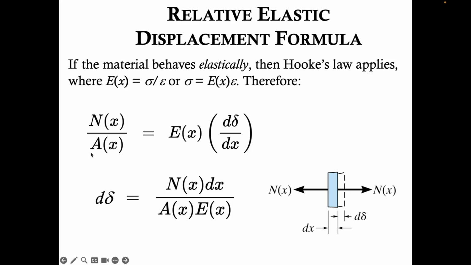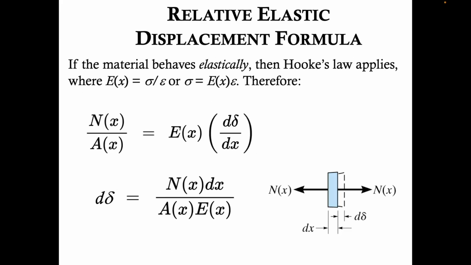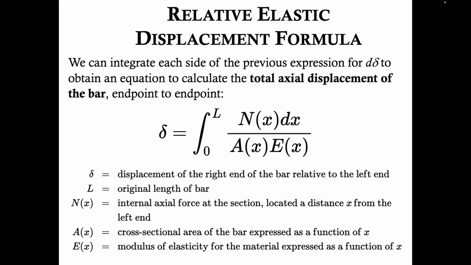Okay, therefore we have the following, where we have our expression for sigma equals E of x times our expression for epsilon. Rearranging, we see that d delta, which is the differential amount of the elongation or the displacement of this element, would equal N of x dx over A of x E of x. We can integrate each side of the previous expression for d delta to obtain an equation to calculate the total axial displacement of the bar endpoint to endpoint, that is from 0 to L.